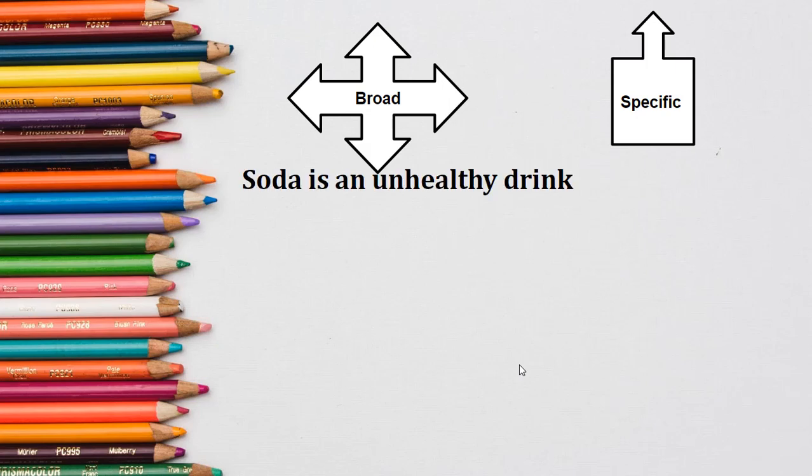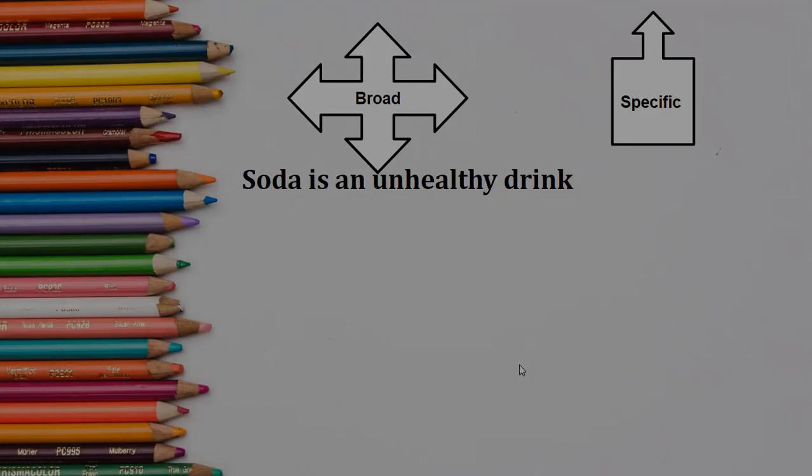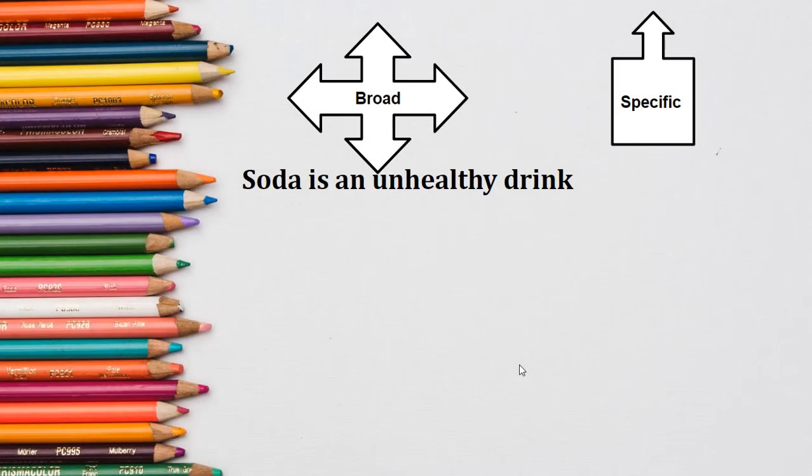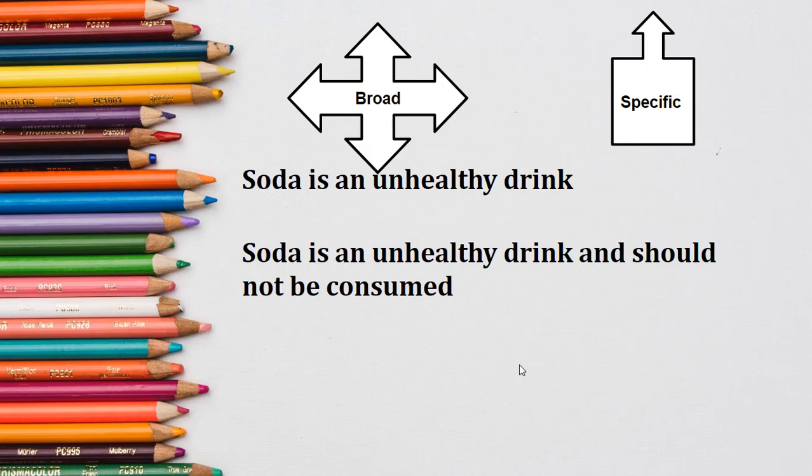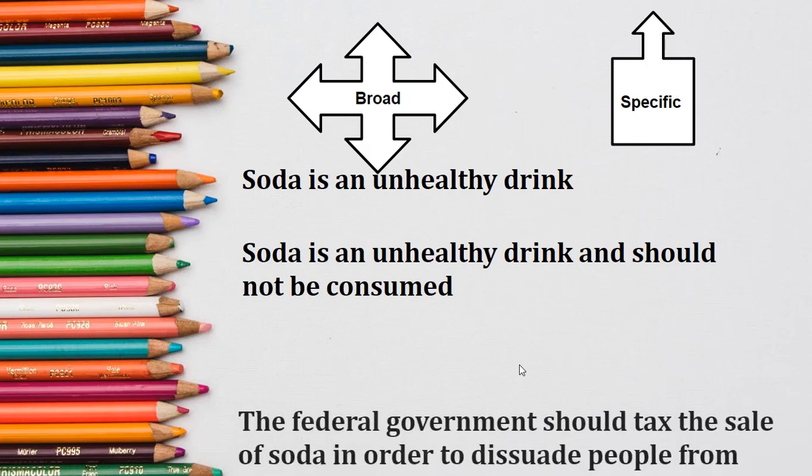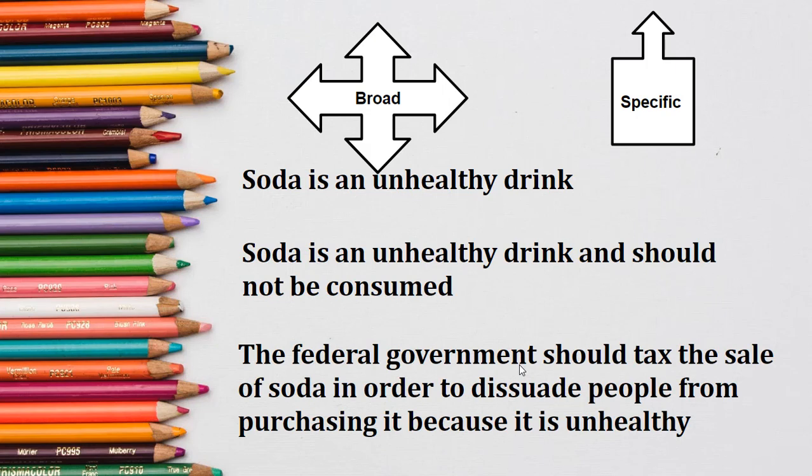So we took this example: soda is an unhealthy drink. Now think, is that going to be broad or is that going to be specific? Hopefully you said broad. It is too broad of a statement for it to be a good thesis statement, and there's other problems with it as well, but it is certainly broad. Now, as opposed to soda is an unhealthy drink and should not be consumed, versus the federal government should tax the sale of soda in order to dissuade people from purchasing it because it is unhealthy.